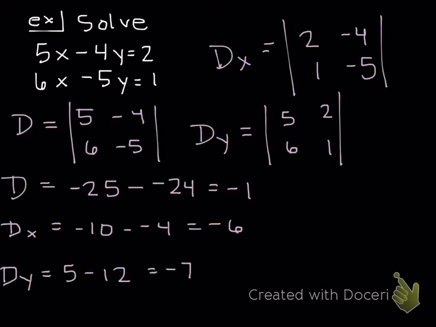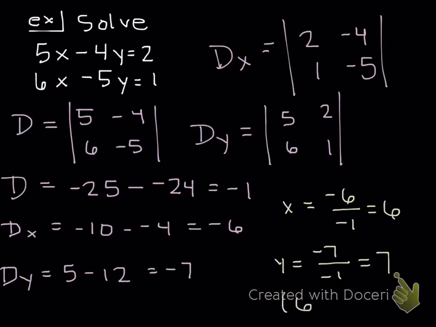So the last thing that we have to do, again, you're not done, you have one more step, and that's taking DX, which is negative 6, and dividing by the D value, negative 1, and I get a positive 6. Same thing for the Y. I take my DY value and divide it by the D value, and I get my Y. So the solution to this system is (6, 7).